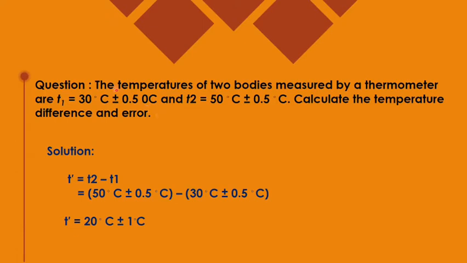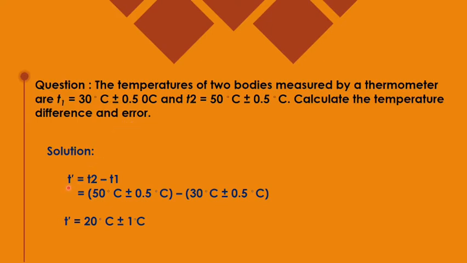So for this, I have written one question to make things clear. The temperatures of two bodies are measured with a thermometer. T1 is 30 degrees Celsius plus minus 0.5 degrees Celsius, and T2 is equal to 50 degrees Celsius plus minus 0.5 degrees Celsius. You have to find the temperature difference and the error. They may also ask you to find the sum of the temperatures. That can also be done very simply.